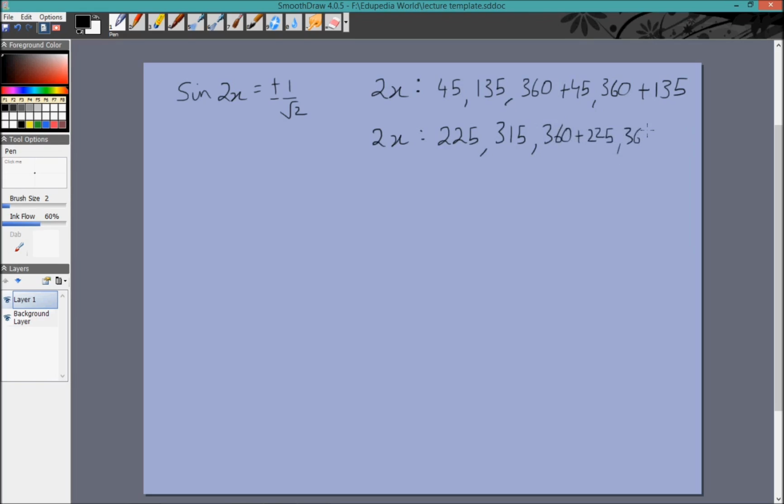and 360 plus 315. If we take 720 plus 45, then x does not remain between 0 and 2π. Right? So for these 8 values, x will lie between 0 and 2π. So the answer to this question is 8.